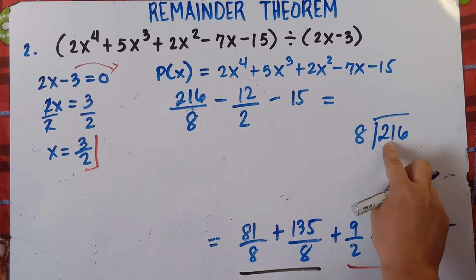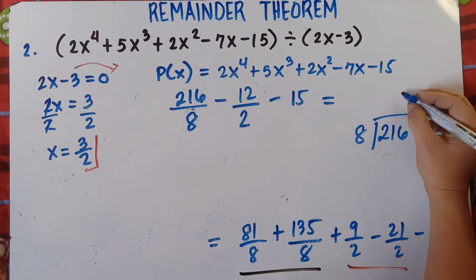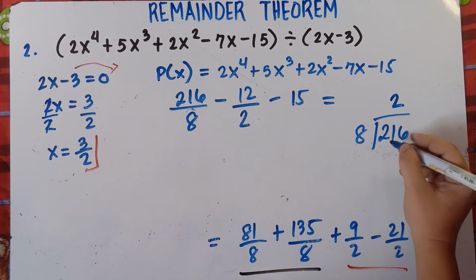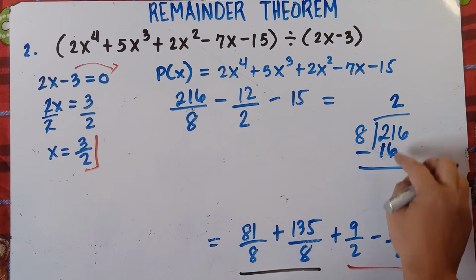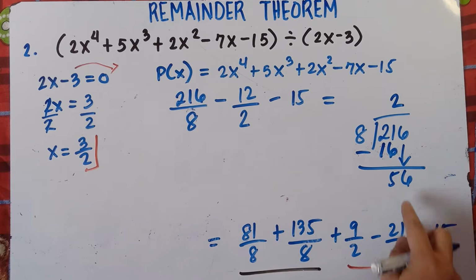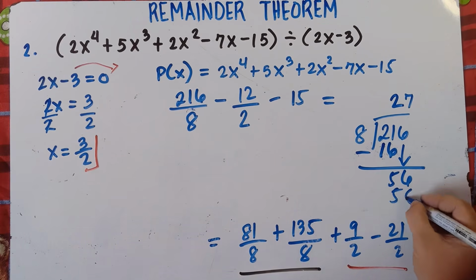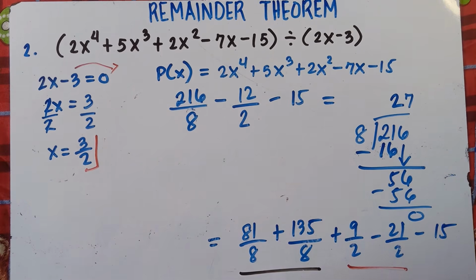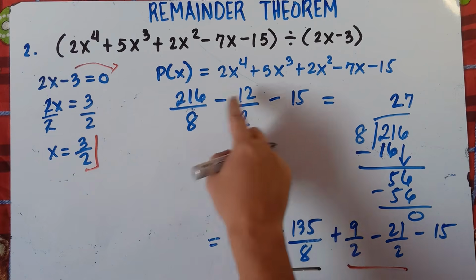So, 21 divided by 8. That is 2. Then, 2 times 8 is 16. Subtract 21 minus 16, that is 5. Bring down 6. 56 divided by 8, that is 7. 7 times 8 is 56. Then subtract, this is 0. So 216 divided by 8, that is 27, class.